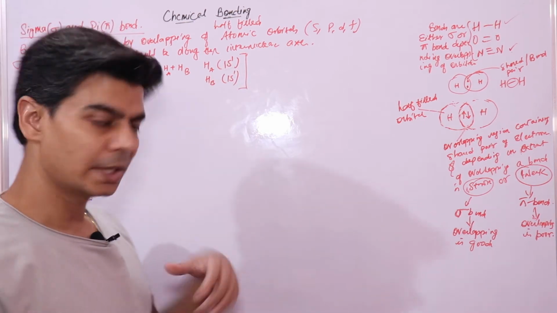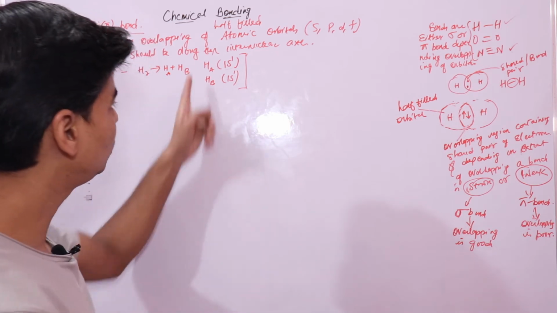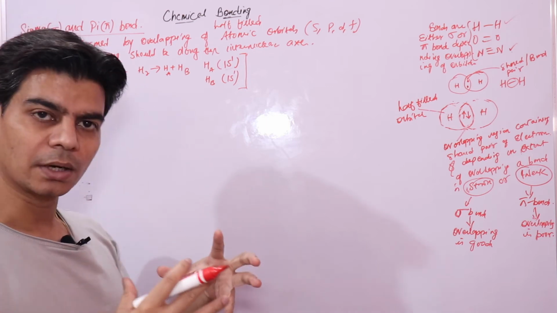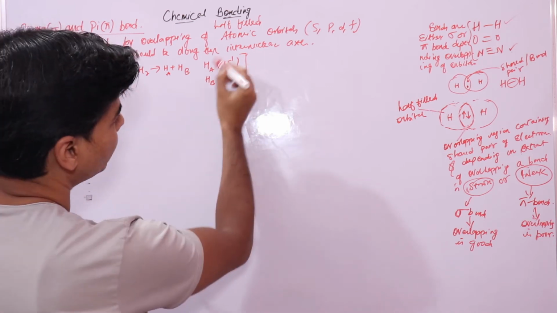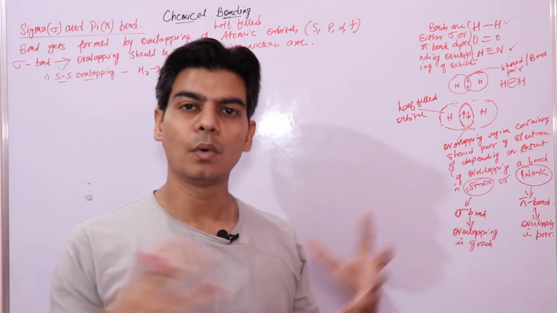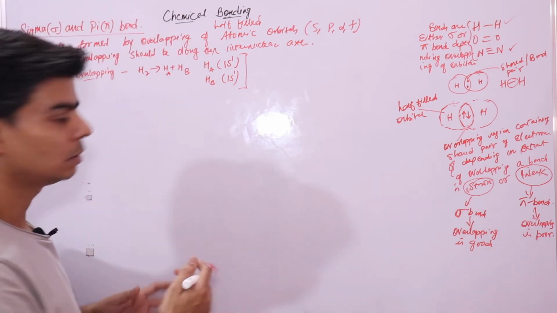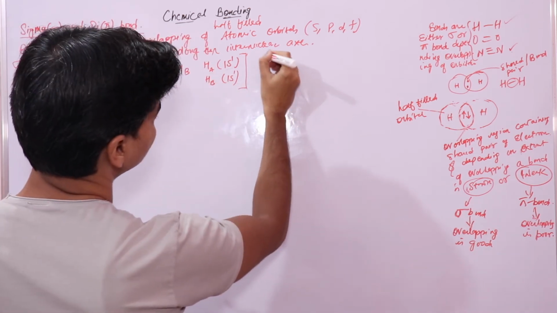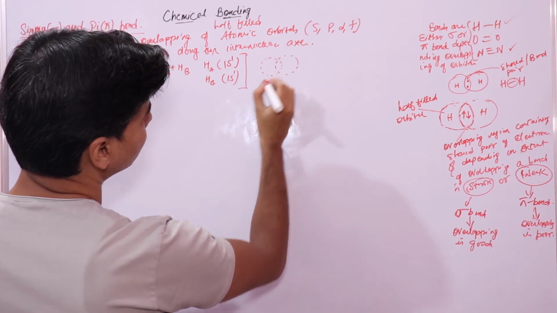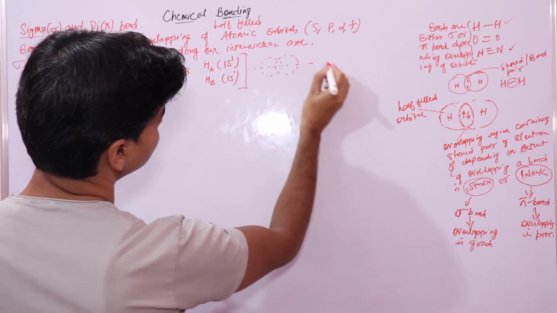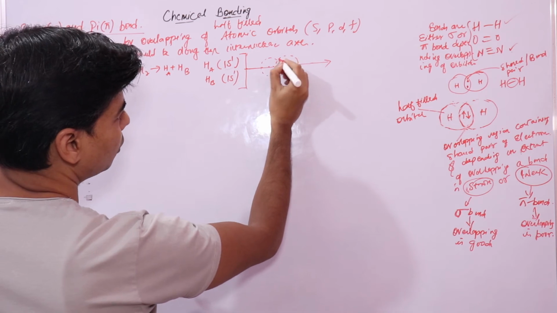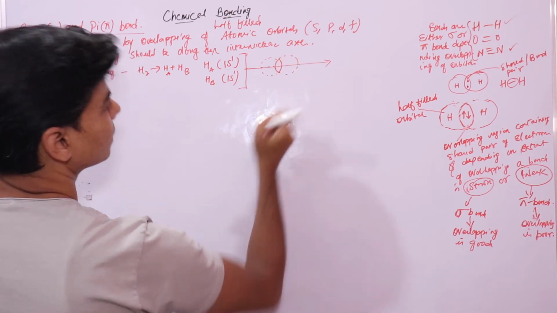This 1s orbital of the hydrogen atom contains one electron, right? So both these hydrogen atoms want two electrons, so they will approach one another. At one point their s orbitals will interpenetrate, or overlap, to form a bond between these two hydrogen atoms. And we know that the bond is formed along the internuclear axis. Here you can see that the bond is formed along the internuclear axis, right?